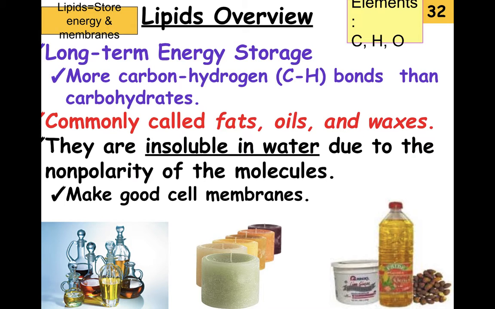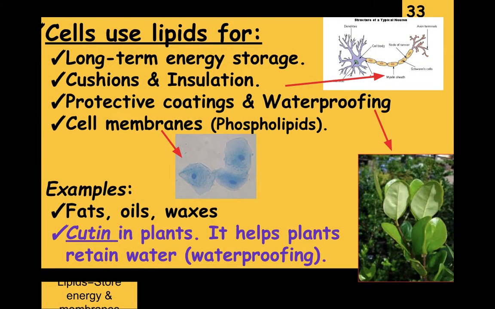Because of this insolubility in water, this allows it to make a good cell membrane. So when we talk more about cells, we'll see about the ability to keep water and fluids inside the cell and to keep other things outside of the cell as well, to maintain a good water balance within the cell. So lipids can be used, as we said, for long-term energy storage. They can be used as a form of insulation.